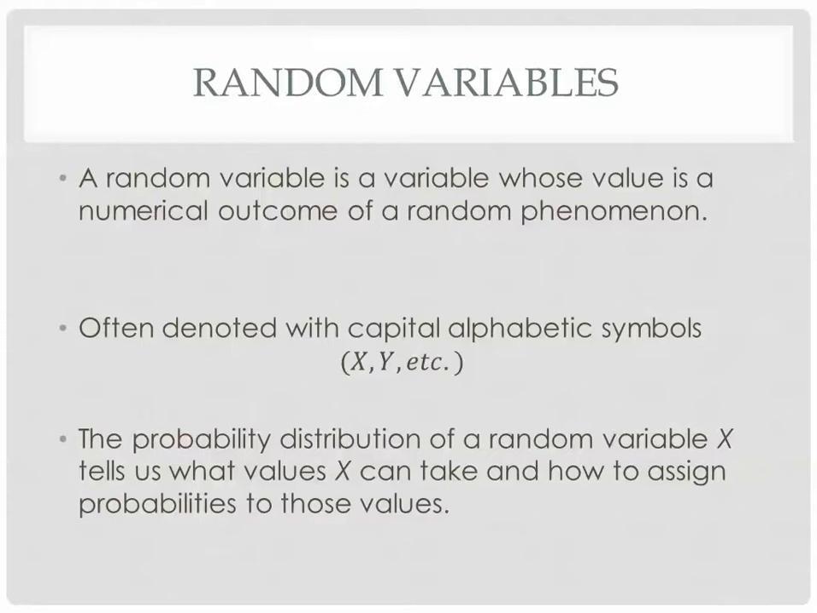So the probability distribution of a random variable X, it just tells us what values X can take and how to assign probabilities to those values. Just like when we made probability models, and we had a sample space, and we assigned probabilities to every event in the sample space, and we made sure that all those probabilities added up to 1, so we have a coherent probability model. Probability distribution for a random variable does the same thing.